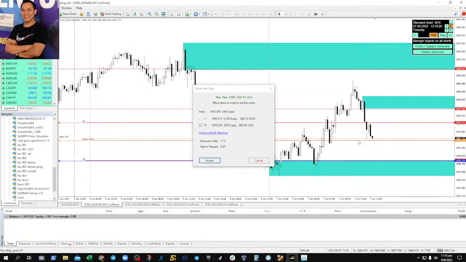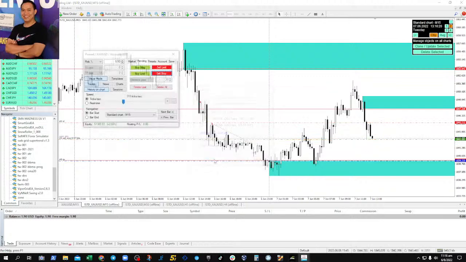So 35 pips, and then our risk reward is kind of low, but the stop is only 27 pips. So I think that's fine. We can put it back here. So we got 1.28. Okay, let's see.